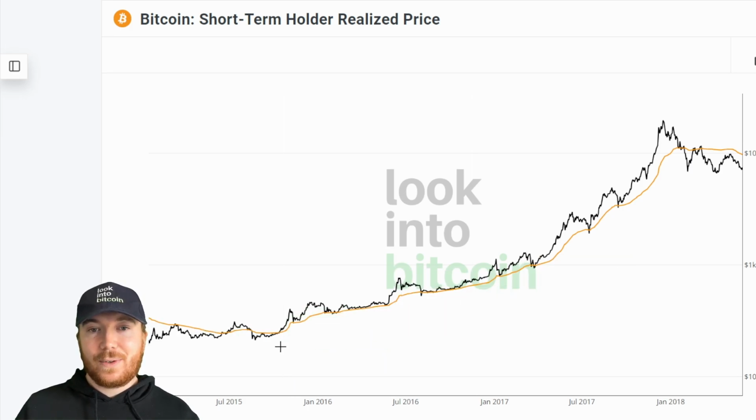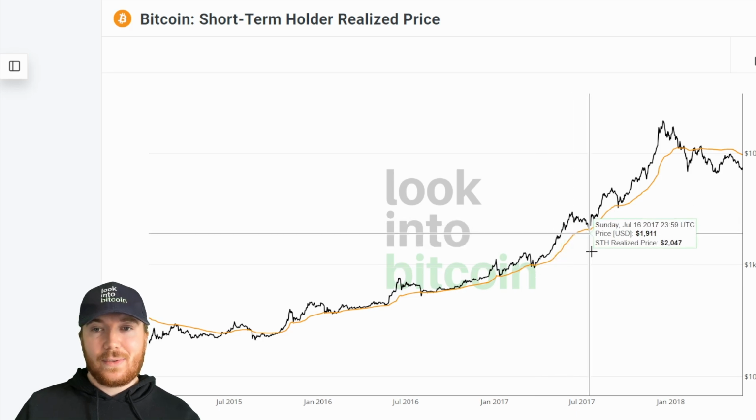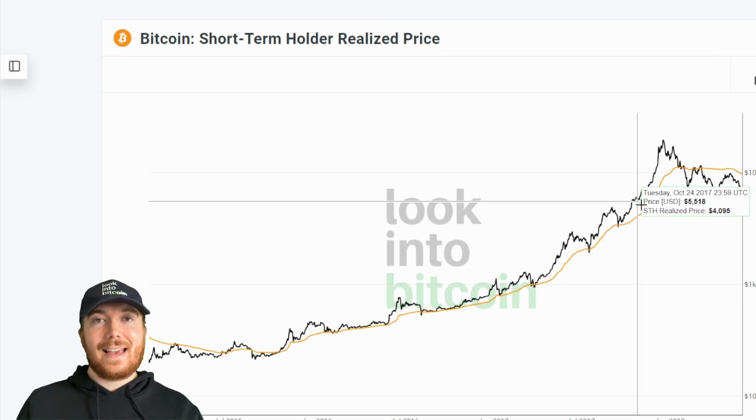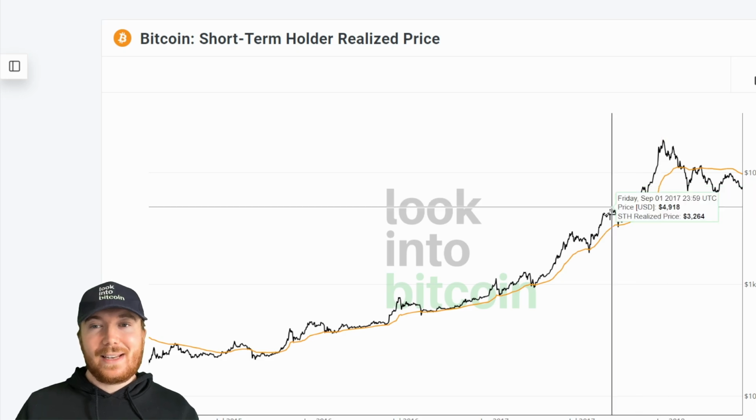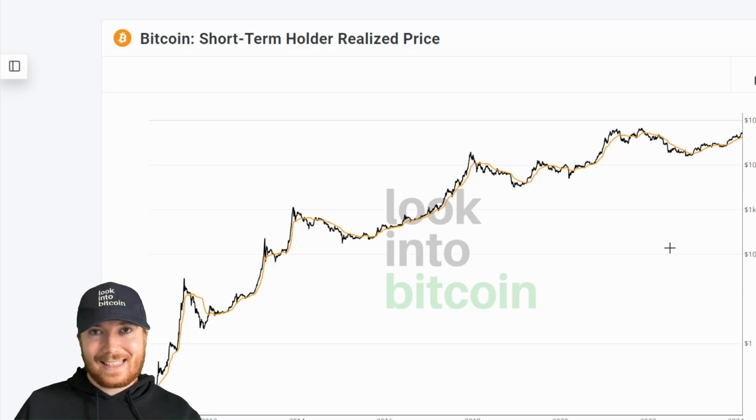We can see in the 2015, 2016 into 2017 cycle, every time price reached this level on a pullback, it indicated that a lot of short-term entrants into the market were actually break even or potentially at a slight loss on their positions. Maybe they were feeling a little bit fearful and began to sell off their coins. These were the most opportune moments to accumulate at a discounted price.